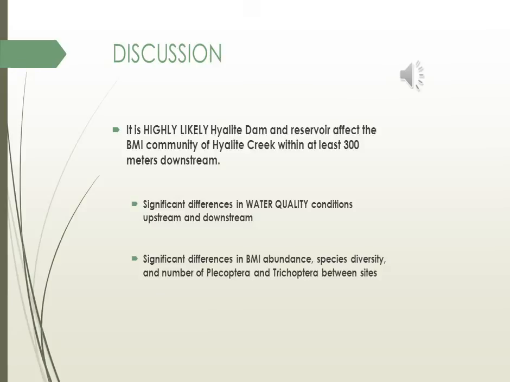This evidence leads to the conclusion that it is highly likely Hyalite Dam and reservoir affect the BMI community of Hyalite Creek, especially within at least 300 meters downstream where we were surveying. This is due to our observed significant differences in water quality conditions up and downstream, as well as significant differences in BMI abundance, species diversity, and number of Plecoptera and Trichoptera between sites.